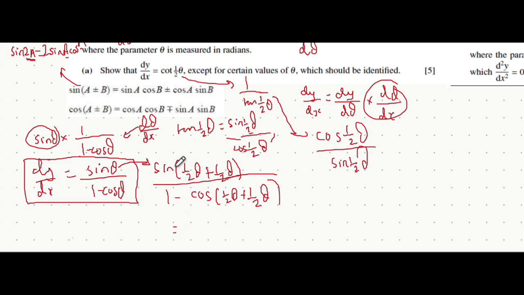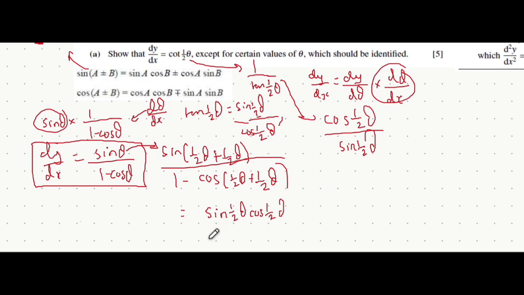Now that you've done that, we can expand it out using the compound angle formula. So this becomes sine of a half theta multiplied by cos of a half theta. So let's write that out. Sine of a half theta multiplied by cos of a half theta, and then plus, again, cos of a half theta, sine of a half theta. So they're just like terms, they add up to make 2 sine of a half theta cos of a half theta.